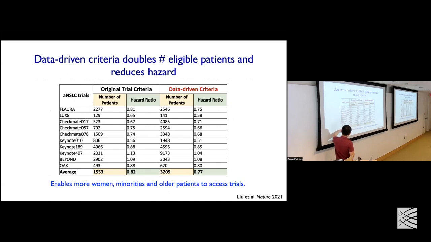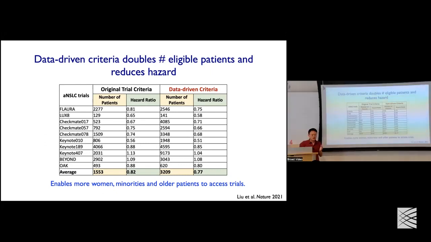We can just focus on the average in the interest of time. The first two numbers here indicate, if I used the original designs of these trials, how many patients would be able to enroll and what is the hazard ratio of those patients. The hazard ratio here, lower is better, so a lower hazard ratio means a lot better overall survival. The last two numbers indicate how many patients we're able to enroll, and their hazard ratio, if I use the algorithm's proposed designs for the eligibility rules. We find that across these different trials, by using the data-driven designs, we can more than double the number of eligible patients. So that's great.